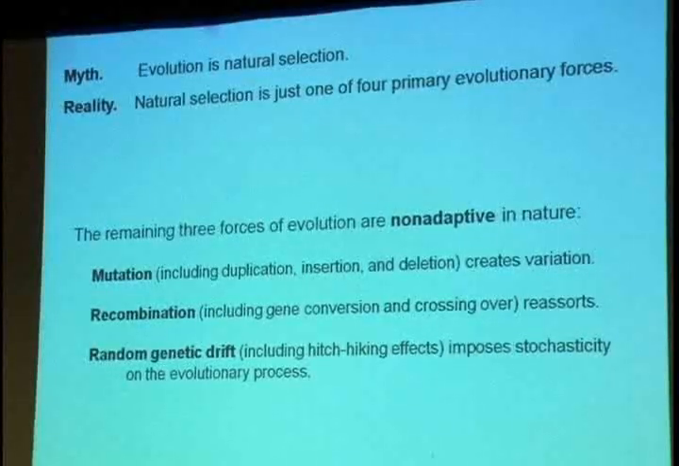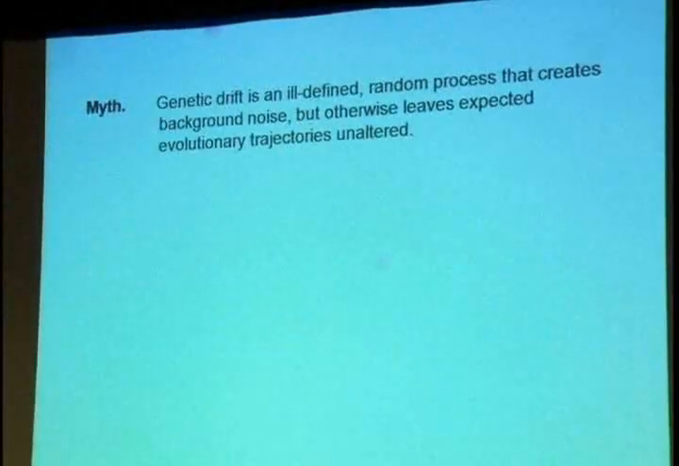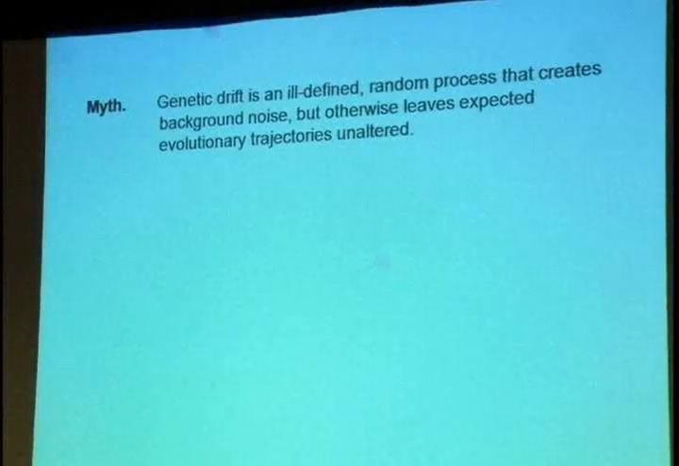There's a lot of miscomprehension about genetic drift. For many people on the street, well, I guess people on the street don't think about random genetic drift all that much, come to think of it. But those who do, outside of the field of evolution, think drift is sort of an ill-defined process that just creates background noise and alters the probability of different outcomes, but not the general trajectory of evolution. And that's certainly not true.